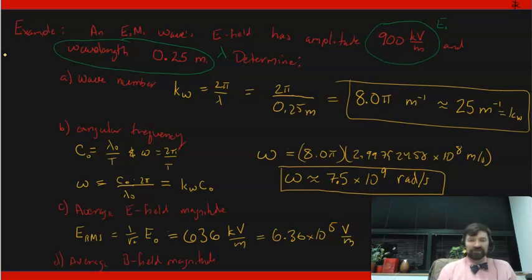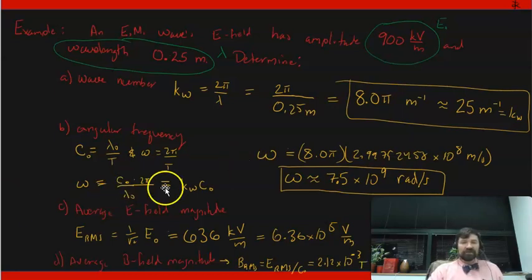To get the average B field, what we would use is that B RMS is E RMS divided by c. So basically divide this number by 3, or 3.00. So if you do that, then you get 212, and then divide by 10 to the minus 8. So you end up getting 2.12 times 10 to the minus 3 Tesla.